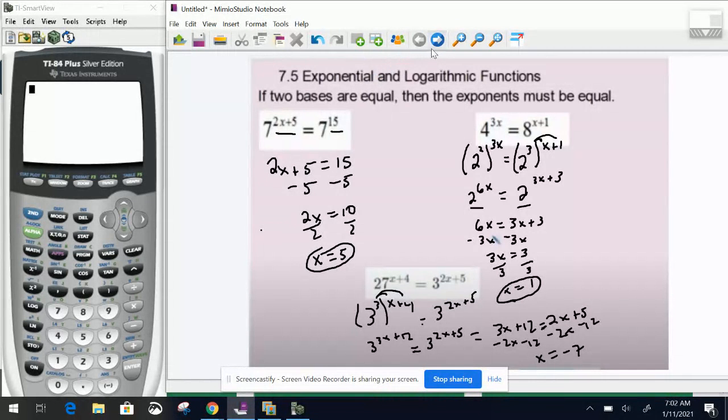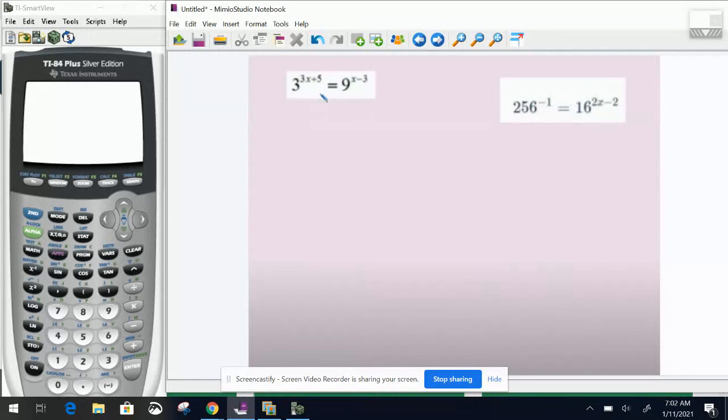So let's look at a couple more problems where we can make the bases the same. Again, same thing here. I'm not going to get into doing a ton of these. This is 3 to the 3x plus 5 is equal to 3 squared to the x minus 3. So it'd be 3 to the 3x plus 5 is equal to 3 to the 2x minus 6 when I distribute this. Now that I've got the bases the same, it'd be 3x plus 5 is equal to 2x minus 6.